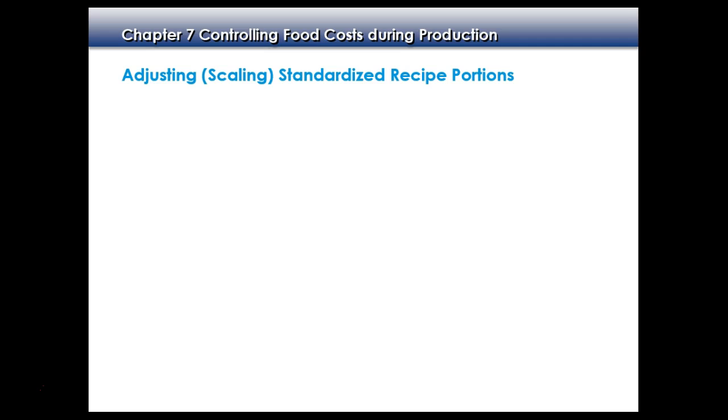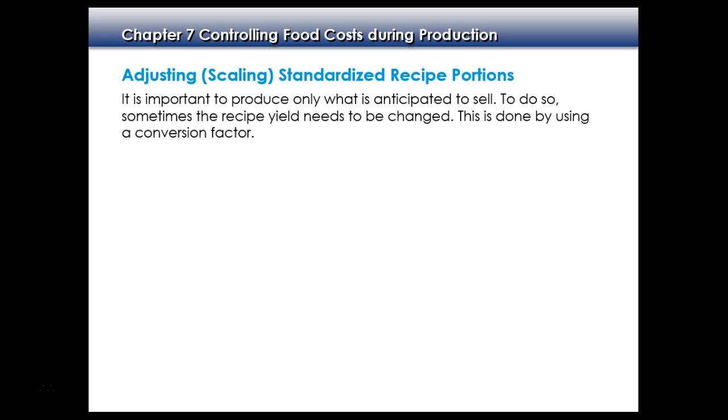Now we don't always need a full recipe. So we either adjust, also known as scaling, standardized recipe portions. It's important to produce only what is anticipated to sell. To do so, sometimes the recipe yield needs to be changed. Either you need to make less or you need to make more. And you're going to do that by using a conversion factor.